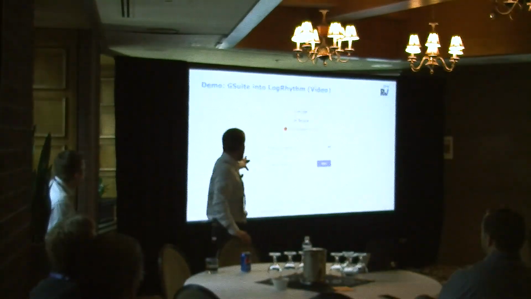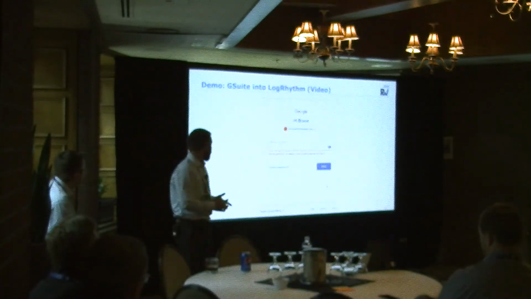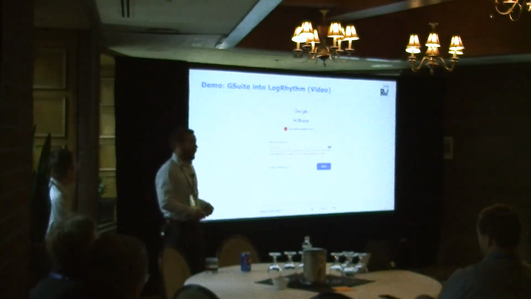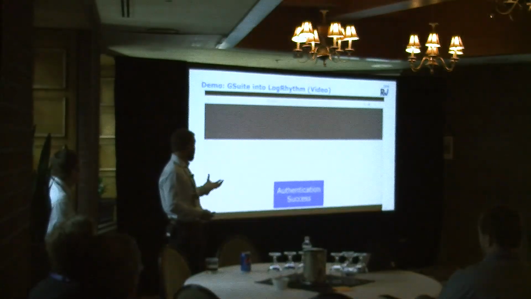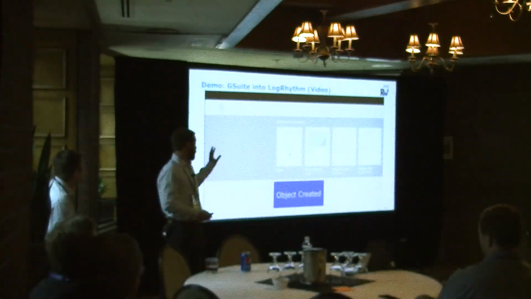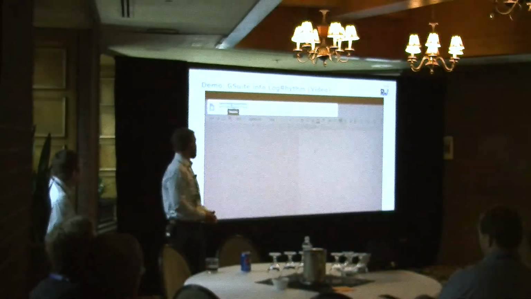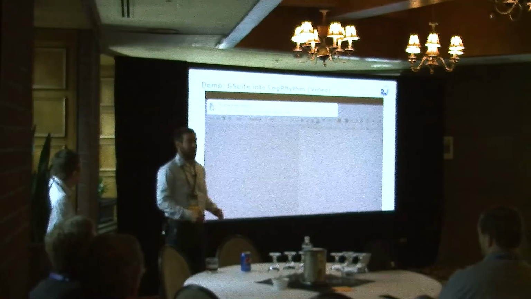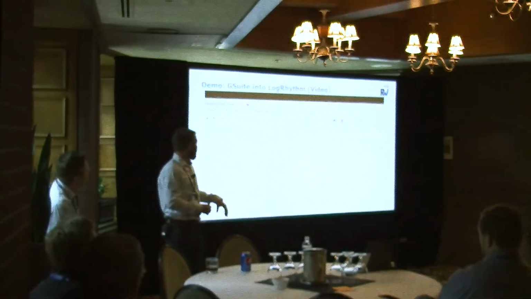I am going to go ahead and sign into G Suite, but I used my wrong password, so that's going to generate an authentication failure. And then I'll give it the right password, and it should generate an authentication success. Now I'm in Google Docs. I'm going to go ahead and create a new document, or object created, and then rename that document, or object renamed. Finally, I'm going to type some stuff into my document.